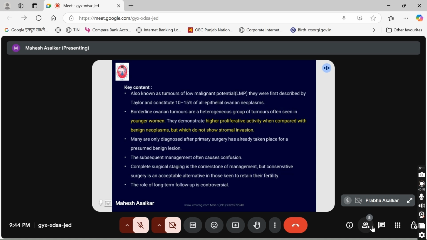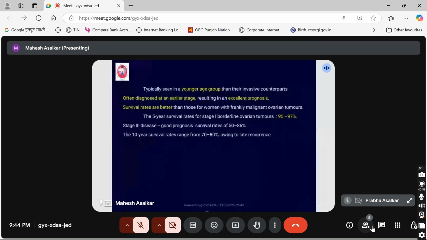The role of long-term follow-up is controversial in patients with borderline tumor. Typically these are seen in younger patients. They are less invasive as compared to their invasive counterparts and often diagnosed at an earlier stage, resulting in excellent prognosis, and survival rates are better than those for women with frankly malignant ovarian tumors.